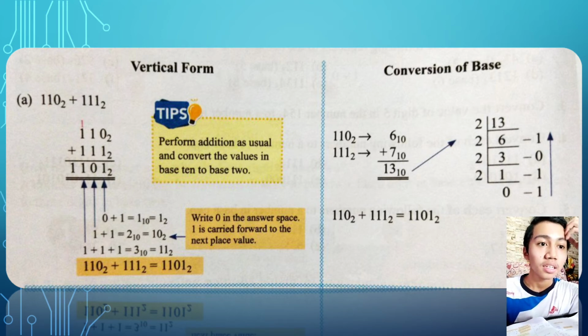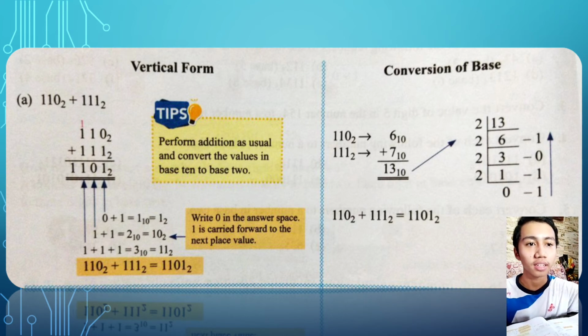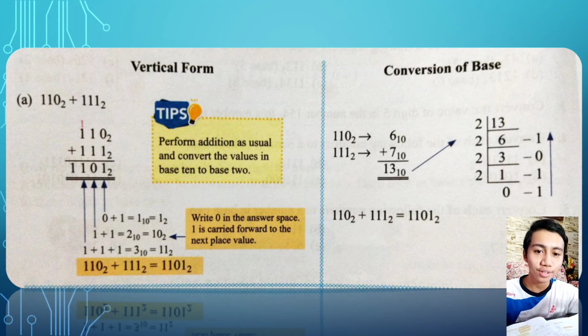But the problem is 1 plus 1. When we add 1 plus 1, we get the number 2, right? So 2 in base 2 is written as 10, 1, 0. So there is a 1 up there. You get to see a small 1 is added up there and 0 written down.